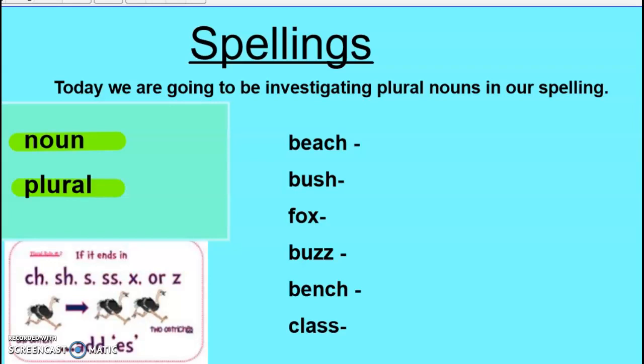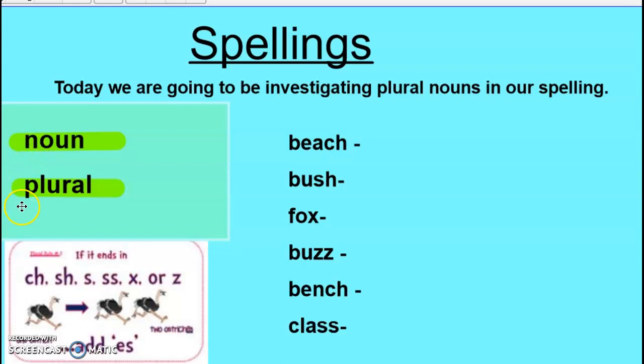Today in our spellings we are going to be investigating plural nouns. There are two words that we need to unpick from that sentence to make sure we are successful. The first word is a noun. Now a noun is a person, a place or an object. Anything that's a thing that you can touch is a noun. So like a table, a chair, okay, they are all things you can touch, they are nouns.